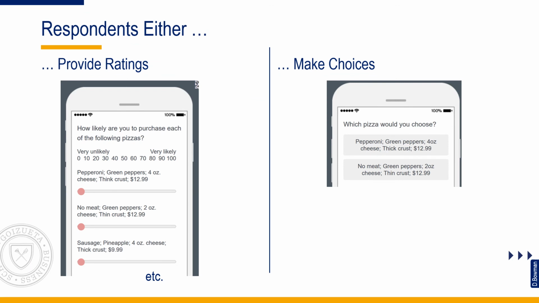The data is usually collected in one of 2 ways. One way, called full profile, has respondents provide a rating on, say, a 0 to 100 scale for each product they are shown. The other dominant way to collect the data is to present the respondent with a series of 2 or 3 products, asking them to choose from the set.